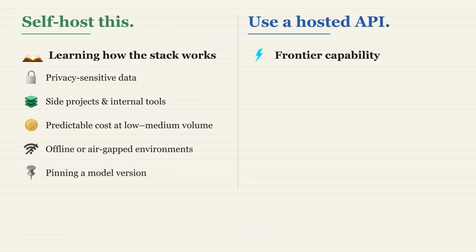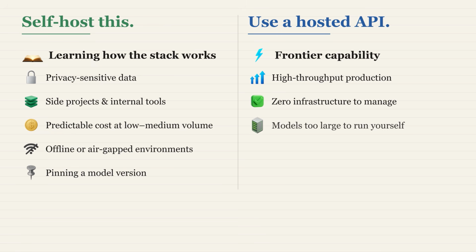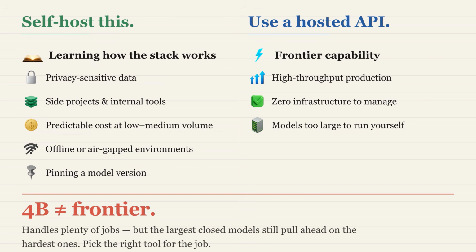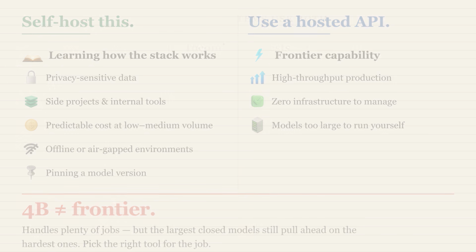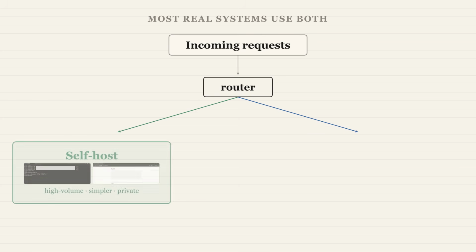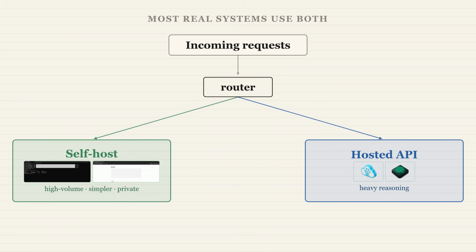Hosted APIs still win for frontier capability, for high-throughput production, for the zero ops overhead, and for the largest models you wouldn't realistically run yourself. A 4B open model handles plenty of jobs. The largest closed models still pull ahead on the hardest ones. Pick the right tool for the job you're trying to do. Different tools for different jobs. Most real systems end up using both. Hosted APIs for the hard reasoning, self-hosted for high-volume traffic or anything privacy-sensitive.